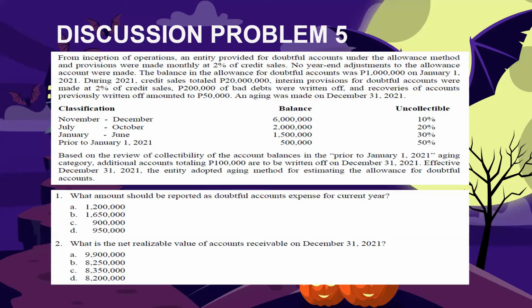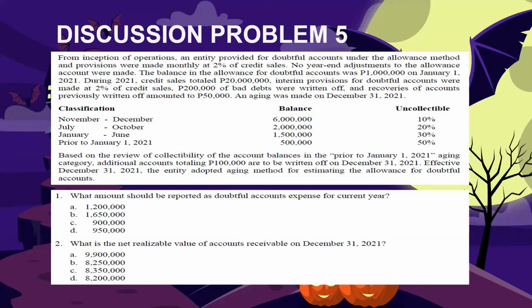November to December, 6 million, percentage of uncollectibility would be 10%. July to October of 2 million, 20%. January to June, 1,500,000, 30%. And prior to January 1, 2021, that's the more than 1 year, of 500,000. So the percentage is 50%.